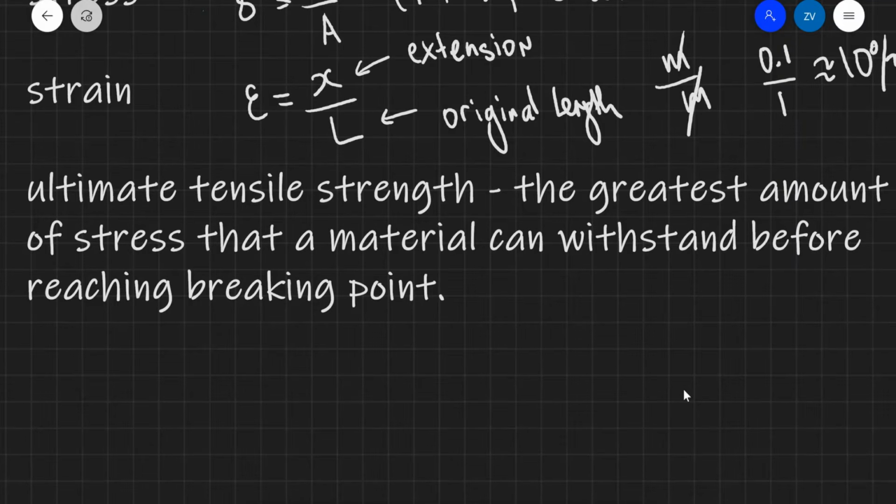And there's one more quantity that we definitely need to know for our exams, and this is the ultimate tensile strength. Now, this is the greatest amount of stress, and I'm going to underline this because it's really important, that a material can withstand before reaching its breaking point. Quite a common misconception is to write down the greatest amount of force, but remember, if that force is spread over a large surface area, it doesn't really matter. It's the stress which really affects the material. So once again, the ultimate tensile strength is the greatest amount of stress that a material can withstand before reaching breaking point.